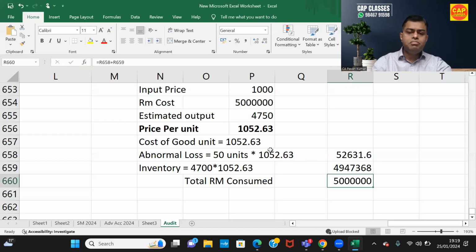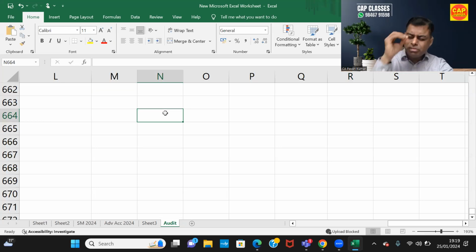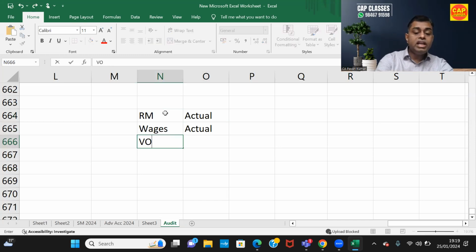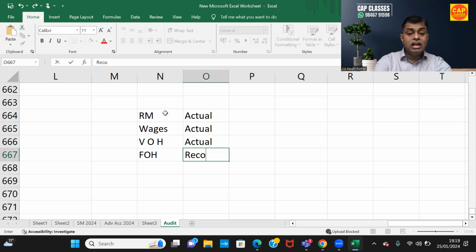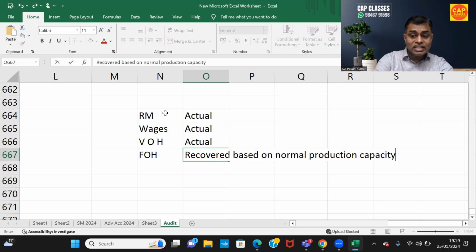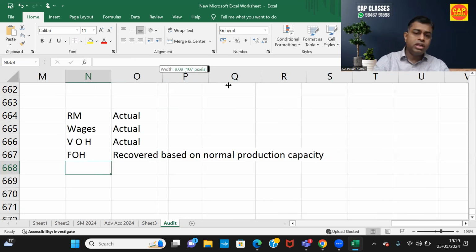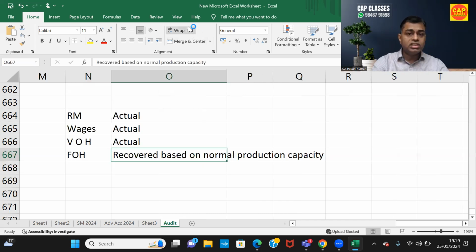So now look here. Simple calculations. I told you, accounting standard 2 is basic. Even degree students or +1, +2 students, school students will understand the concept. So raw material, actual cost, wages, actual cost, variable overheads, actual cost, fixed overheads, recovered based on normal production capacity. This is the rule. Pawan sir, what is this? Don't worry about this. I'll tell you in the next session.